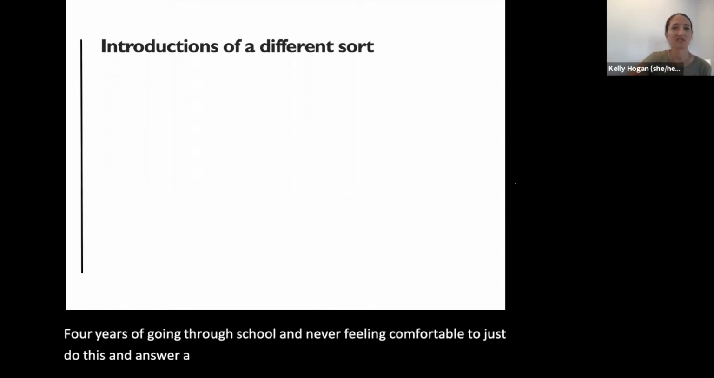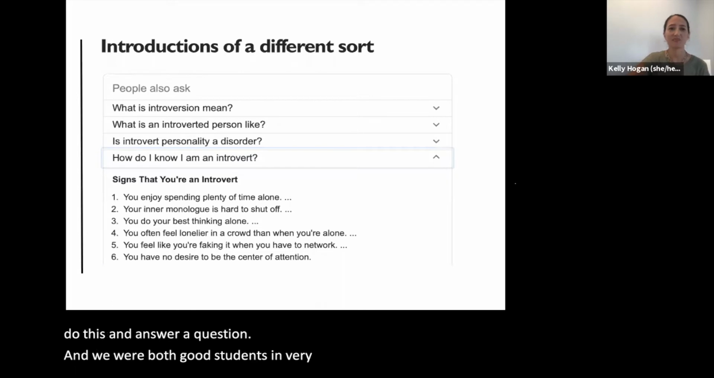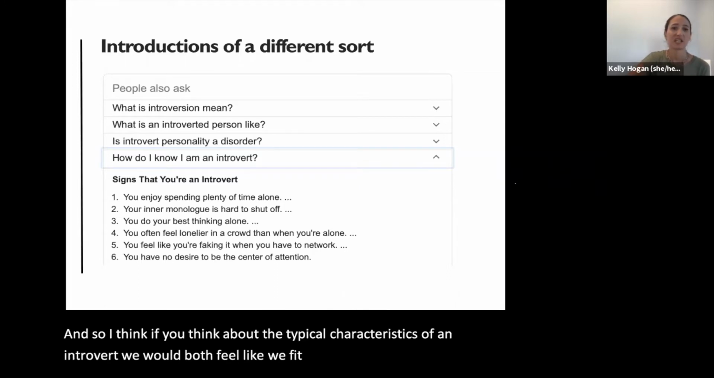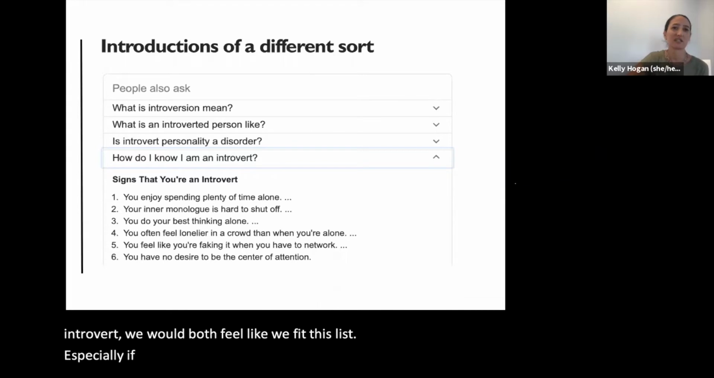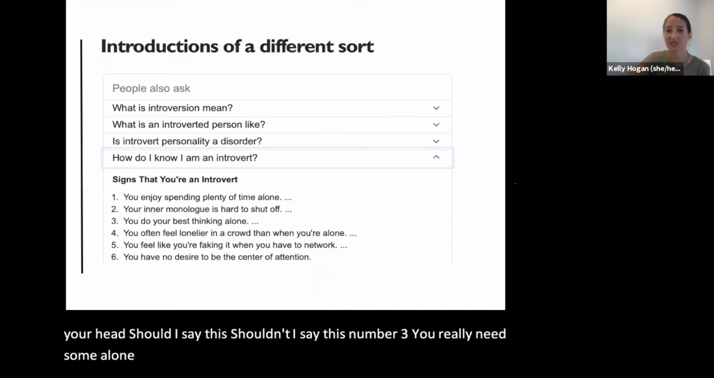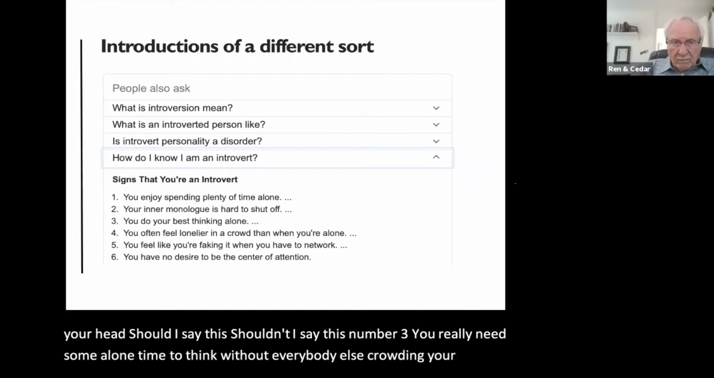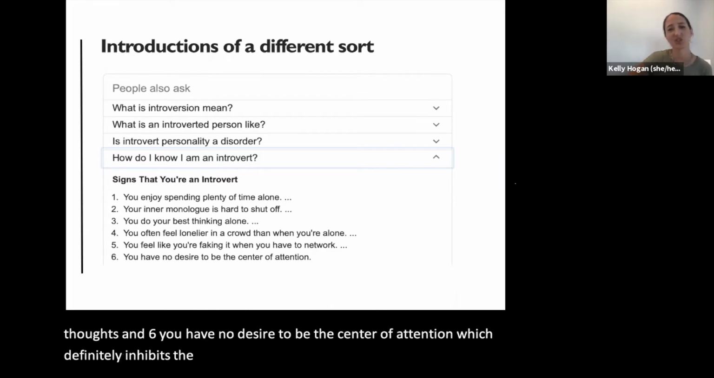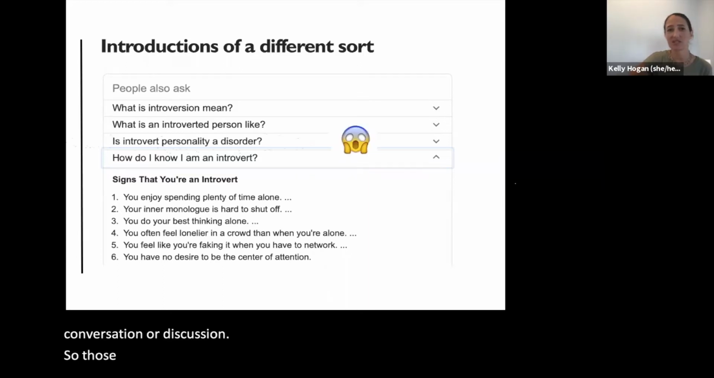And we were both good students and very engaged students. And so I think if you think about the typical characteristics of an introvert, we would both feel like we fit this list, especially if you look at number 2 in a classroom. You're constantly in your head. Should I say this? Shouldn't I say this? Number 3, you really need some alone time to think without everybody else crowding your thoughts. And number 6, you have no desire to be the center of attention, which definitely inhibits raising your hand and jumping into a conversation or a discussion. So those things definitely fit us as students.